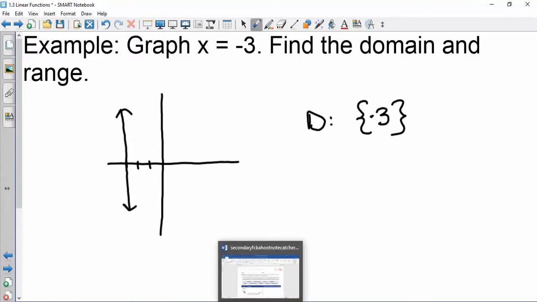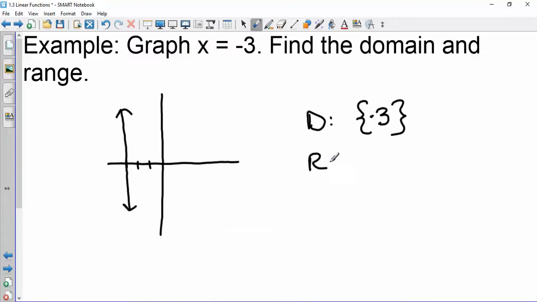You could say x equals negative 3, that's fine as well. Different ways you might write that. It already says x equals negative 3. True, that's the equation, but it also turns out to be your domain. The range, what y values do we hit?